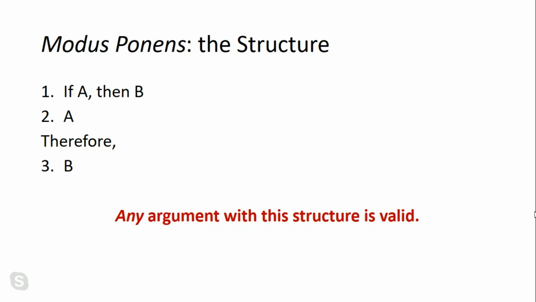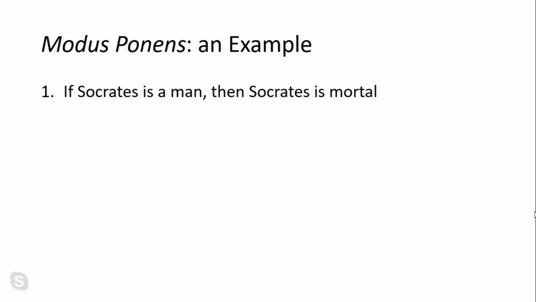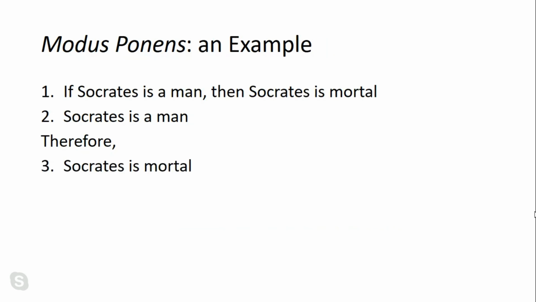So here is a classic example that is used in a lot of logic classes and philosophy classes. If Socrates is a man, so there's the A, then Socrates is mortal. That latter part is the B. Socrates is a man, says premise 2. Therefore, Socrates is mortal. So the first claim is the if-then. The second claim asserts the left-hand part of it. The conclusion is the right-hand part of it. This has the structure of modus ponens. If the premises are true, the conclusion also has to be true.